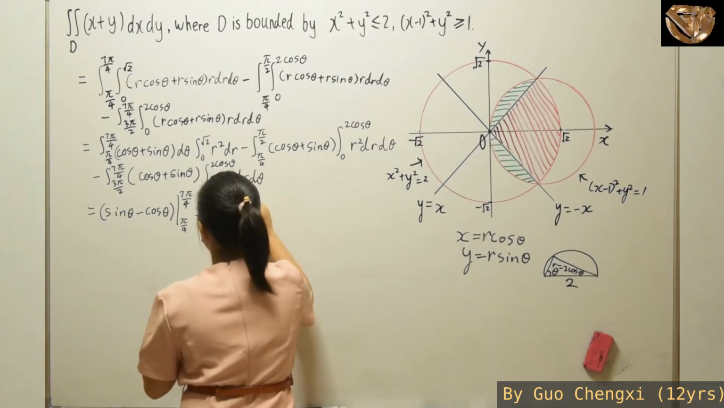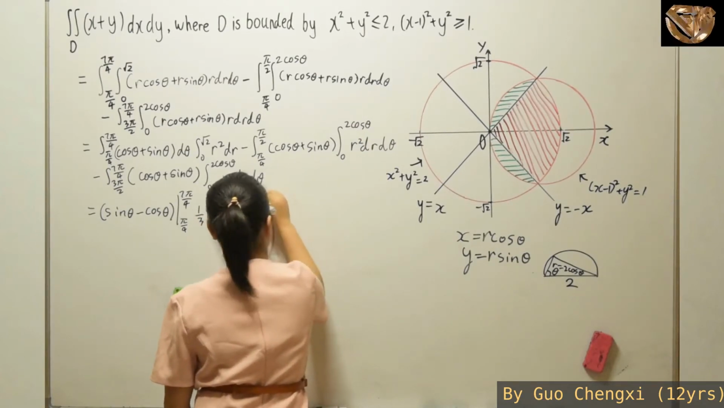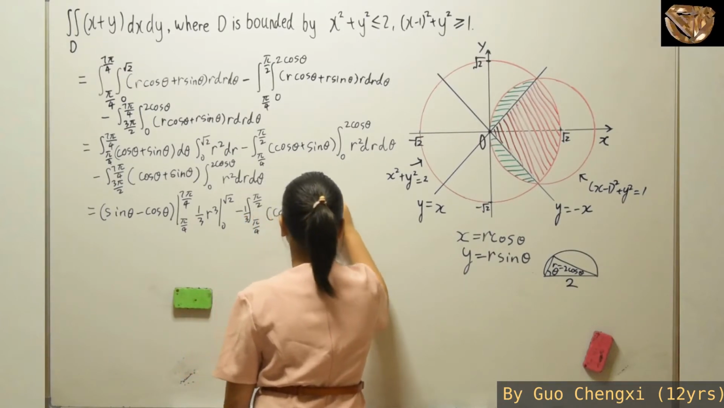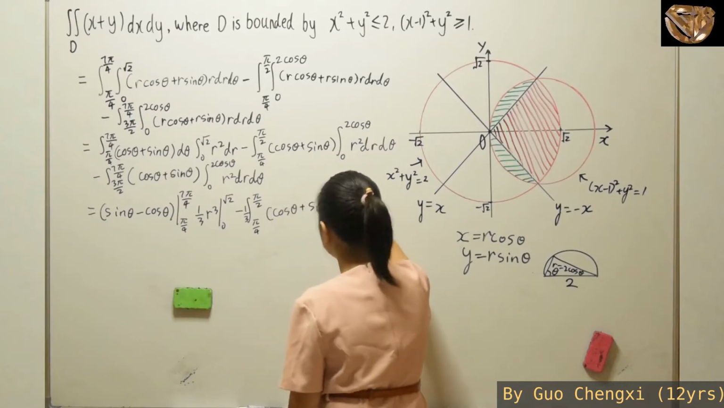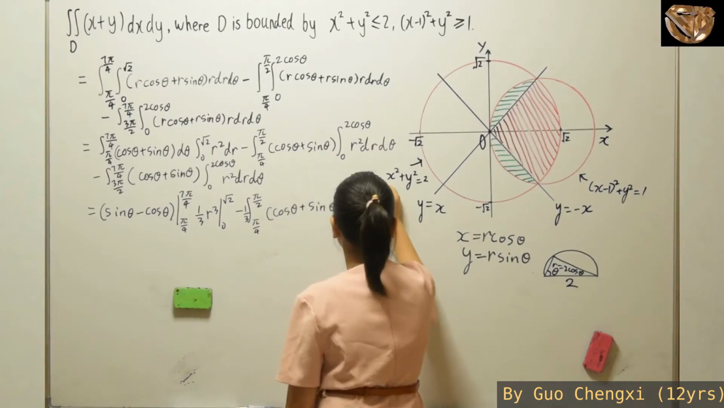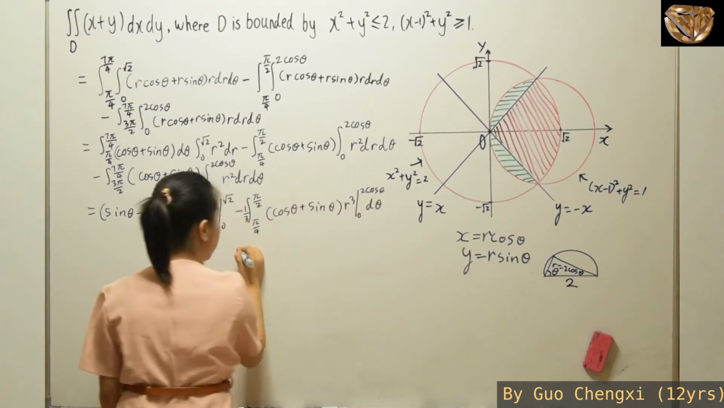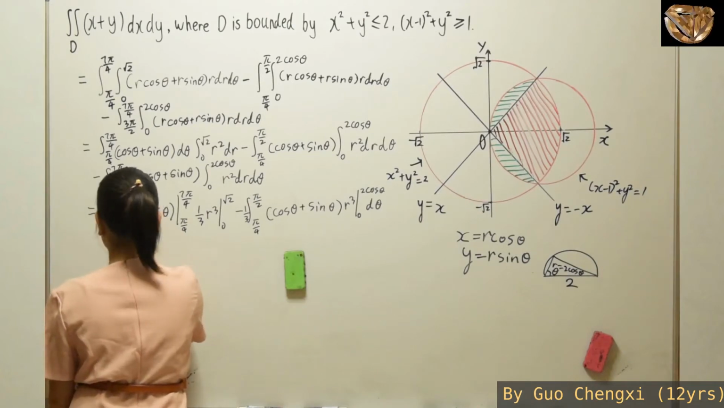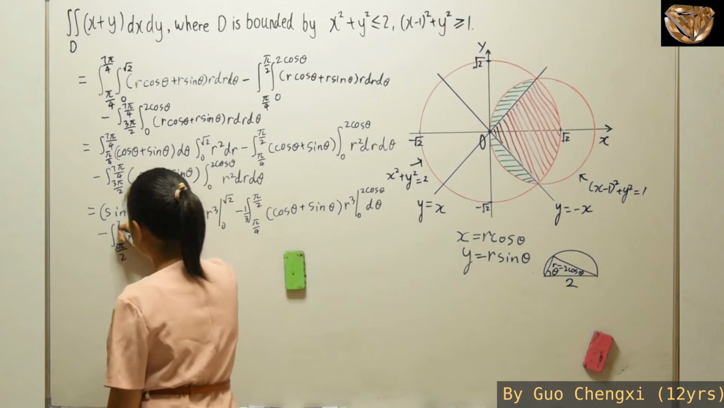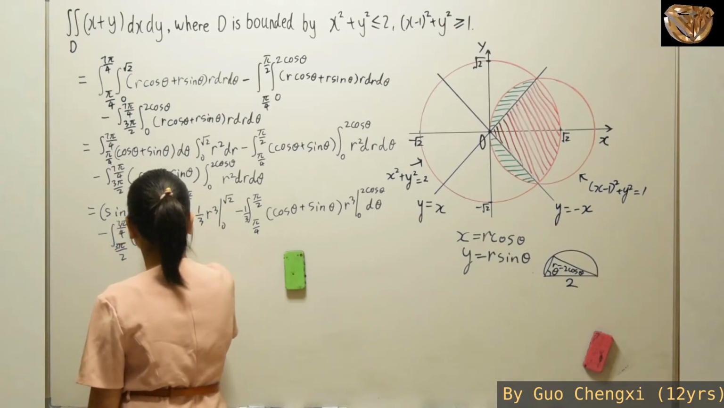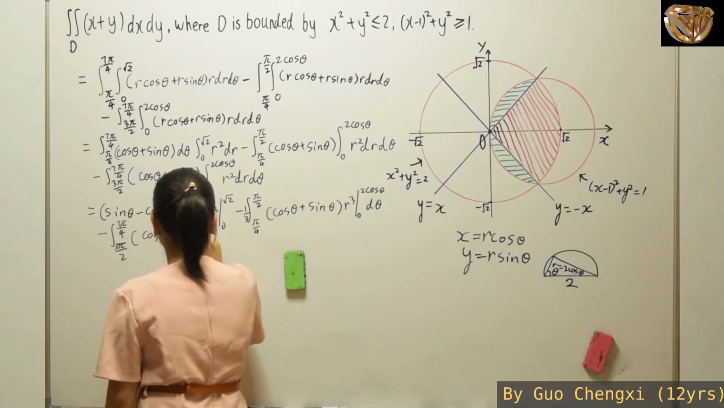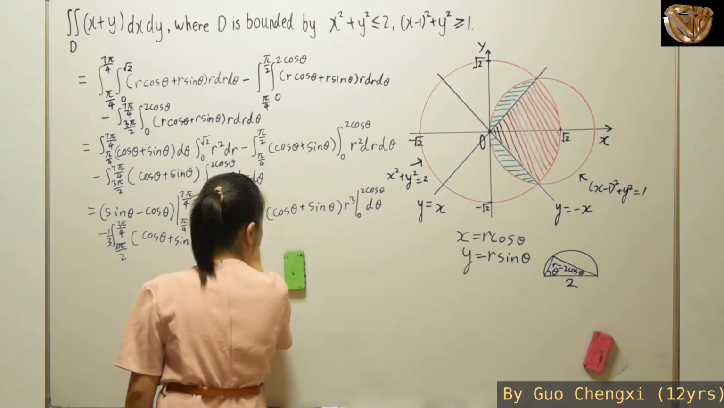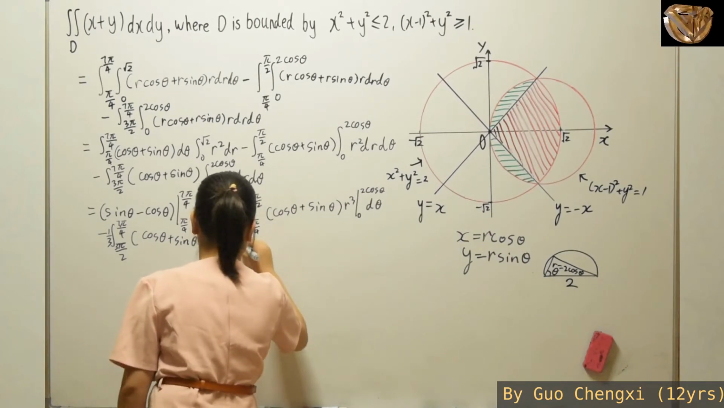For this part, we can only do r for now because the boundary over here still has theta. So we're going to have pi over 4 to pi over 2, and then 1 over 3 with the cosine theta plus sine theta, and then r cubed from 0 to 2 cosine theta d theta, and then minus. And this is what we're going to get.